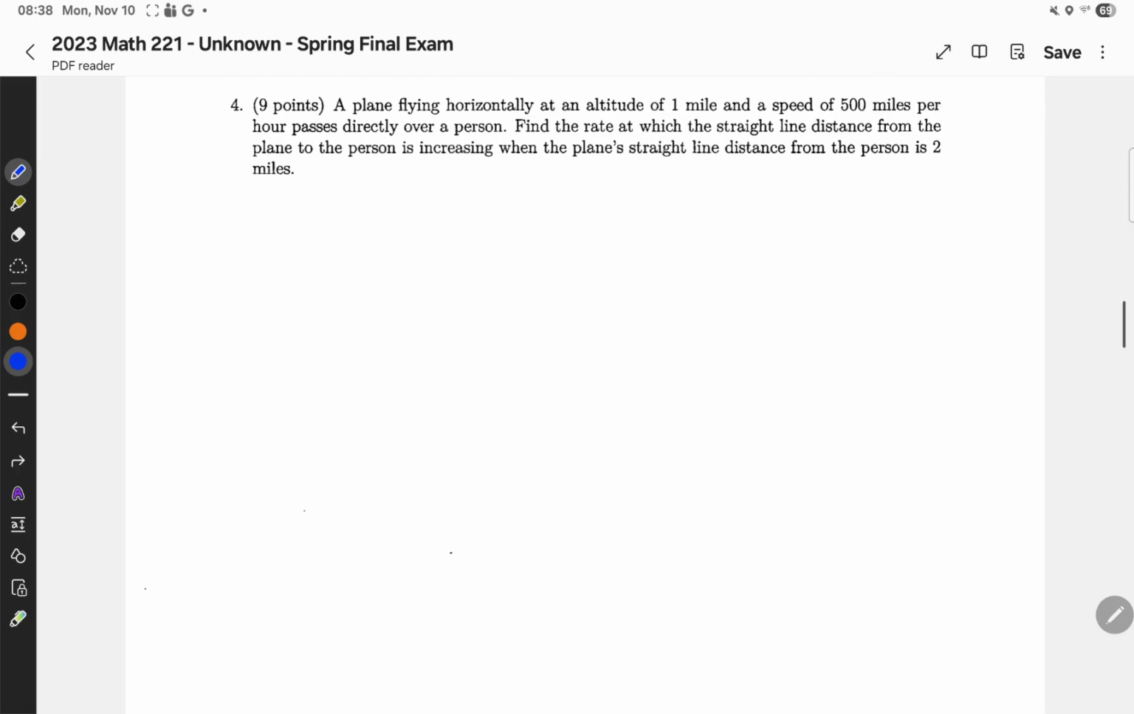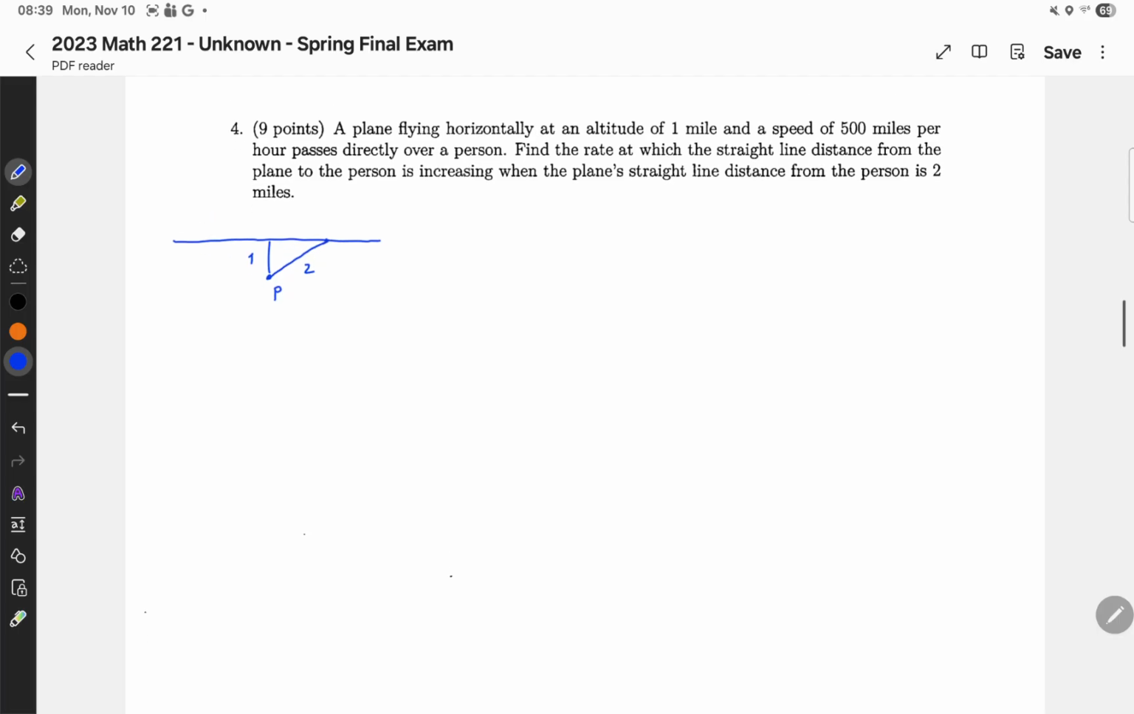So this is one of those ones where I think it's going to help to draw a picture. So let's say this is the person right here, and obviously they're standing on the ground. So the plane is flying over at a height of 1 mile, right? 1 mile right here. And so what we're saying, the plane passes the person, so it goes this way. I'll say it's going this way, I suppose. And it ends up where it is 2 miles from the person. This probably isn't to scale, but you get the idea.